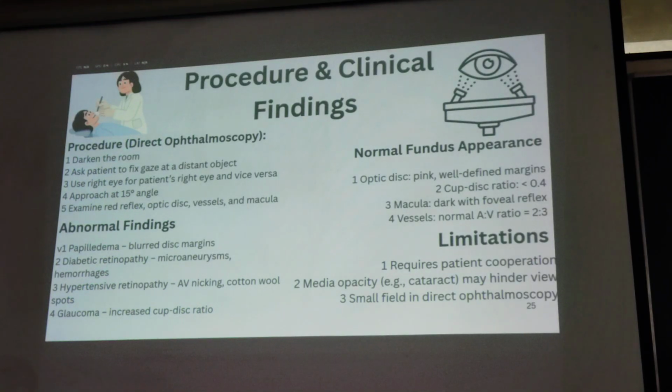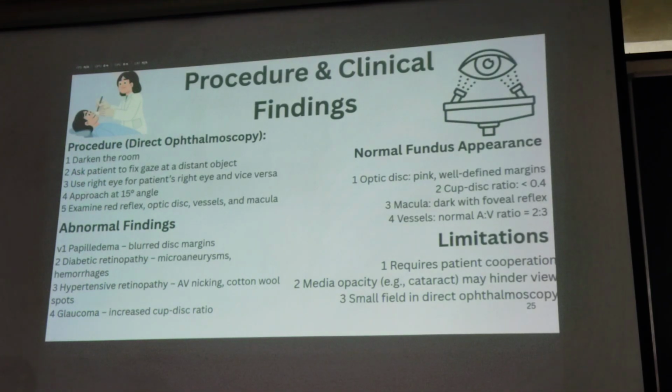Normal fundus appearance. Optic disc is pink, with well-defined margins. Cup to disc ratio is less than 0.4. Macula is dark with foveal reflex. And vessels are normal. Artery to vein ratio is 2:3.